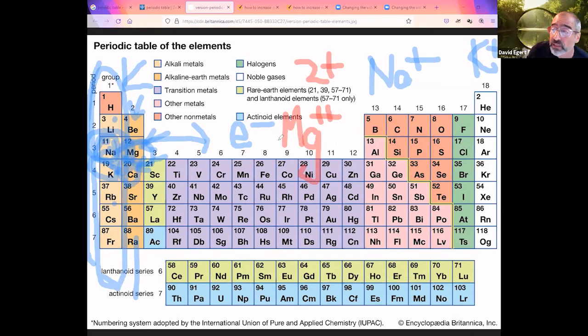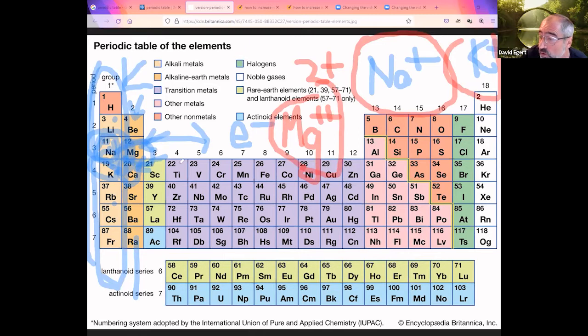So these ions are going to be incredibly important. I'll talk about them a little more later, but these ions, whether they're sodium ions or potassium ions or magnesium ions or calcium ions, are the main charge carriers for all the electricity in your body.